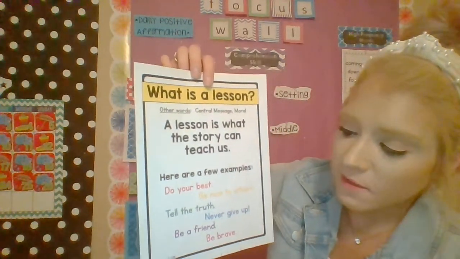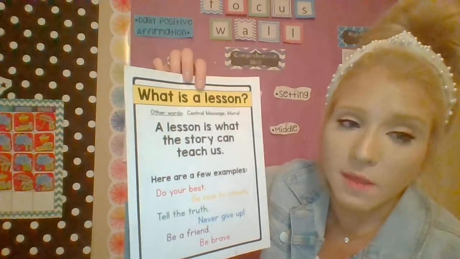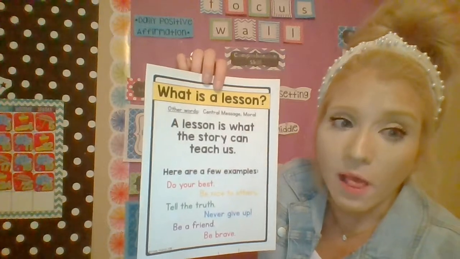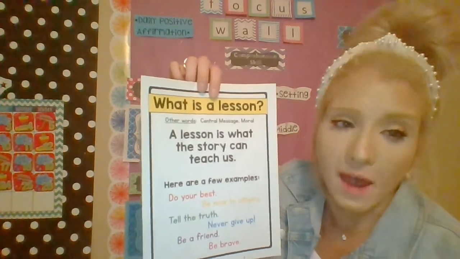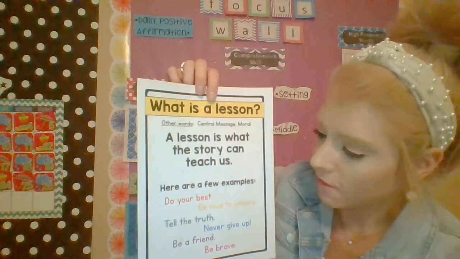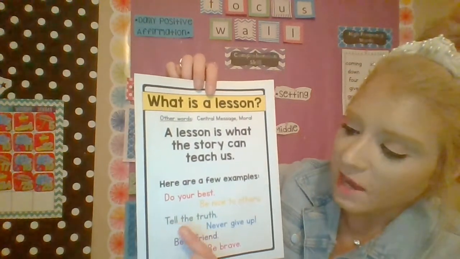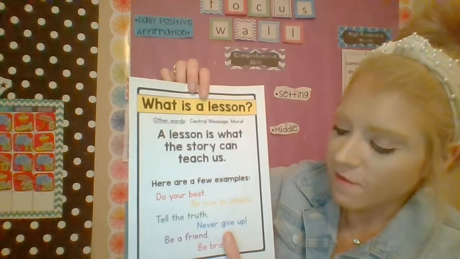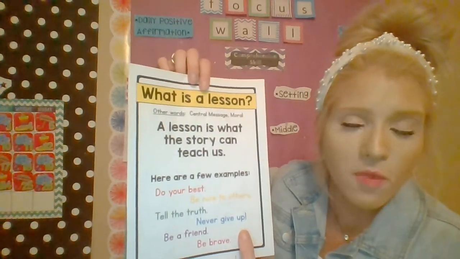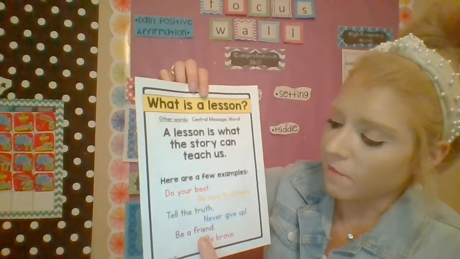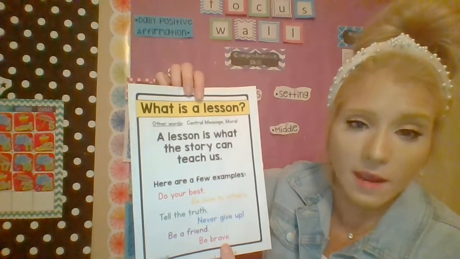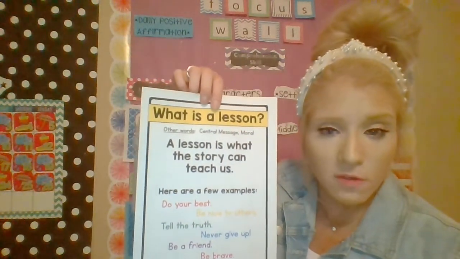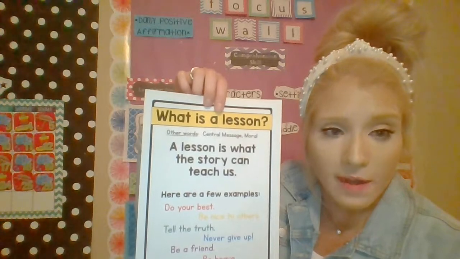So here are some samples. Do your best. Be nice to others, or that's the same thing as be kind. At our school, especially in our classroom, we read a lot of books out loud where the lesson was to be kind. Another lesson, tell the truth. We've read books like that where the lesson was that too. Never give up. That means have a growth mindset. Be a friend. Be brave.